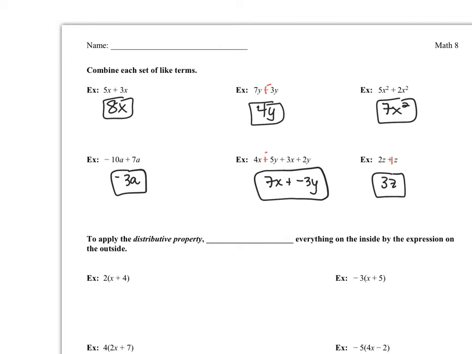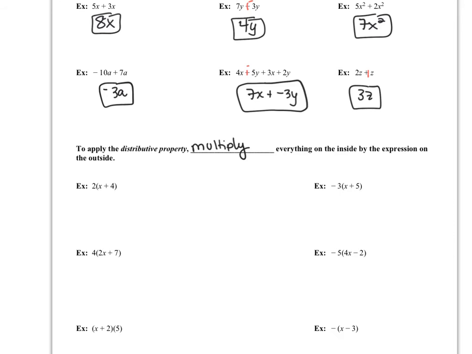So now we're going to apply the distributive property, which means that to apply the distributive property, we're going to multiply everything on the inside by the expression on the outside. So this should be just a quick review. In this case, we're going to multiply 2 to both of these items.